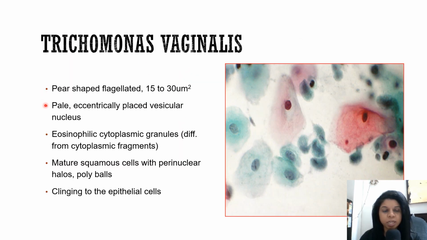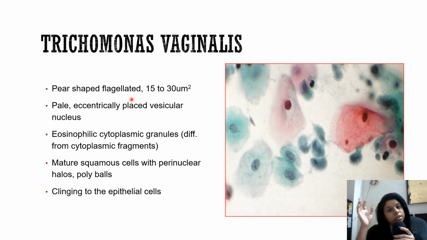So Trichomonas vaginalis is pear-shaped. They are flagellated organisms of size 15 to 30 micrometer square. Intermediate cell nuclei are about 35 micrometer square. In the pap smear, measurement helps a lot to compare and understand whether there is an abnormality or an organism. So try to memorize the sizes, or at least the sizes you have to compare with. Trichomonas size is almost equal or comparable to the intermediate cell nuclei.